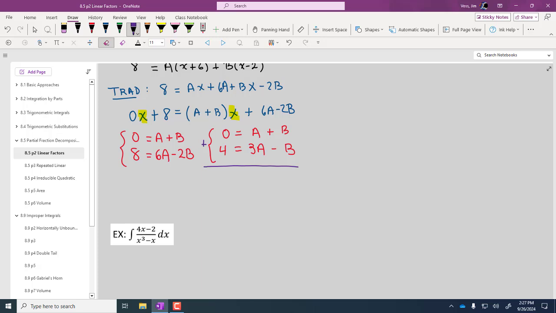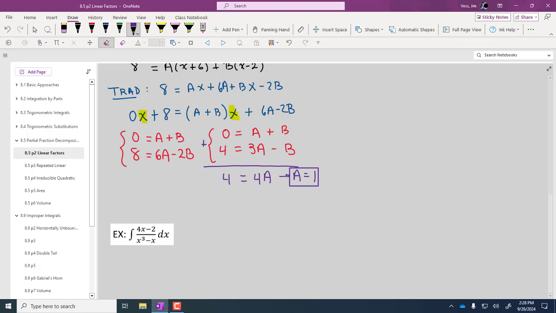If we add those, the b's are disappearing. So this is called the elimination method because we're eliminating one of the unknowns. If we add the left, we get 4. If we add the right, we get 4a plus 0. So this tells us that a must be equal to 1. So there's a.